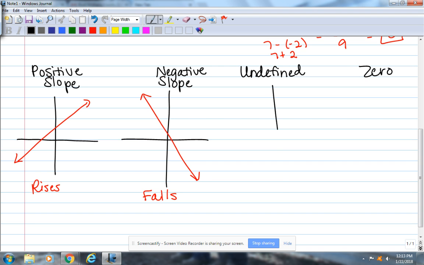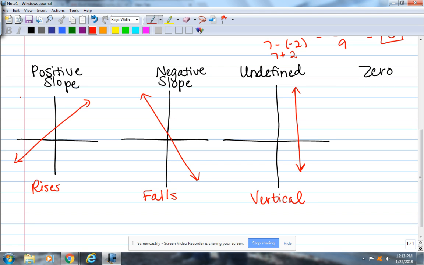So an undefined slope, oops, that's a very crooked line. This is when we have a vertical line. So the slope is undefined because it is so immeasurably steep that we cannot measure how steep it is because it's perfectly vertical. So an undefined slope is always a vertical line.